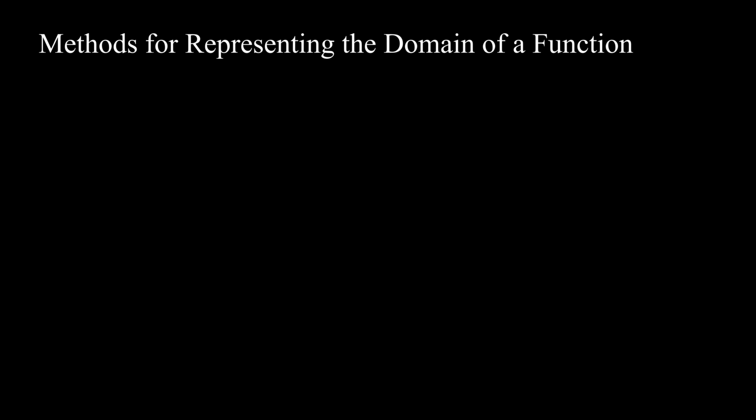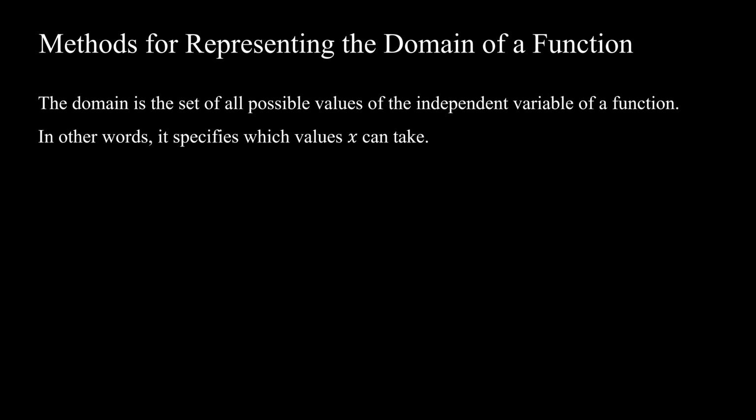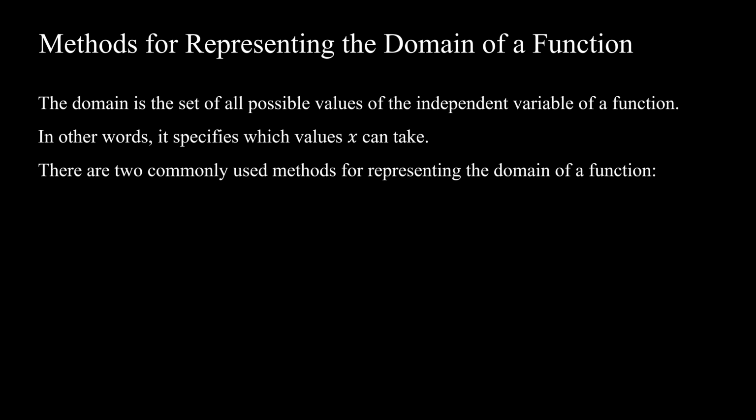Today, we are going to discuss how to represent the domain of a function. The domain of a function is the set of all possible values of the independent variable. In other words, it specifies the values that x is allowed to take. Two common methods are used to represent a domain: set notation and interval notation.